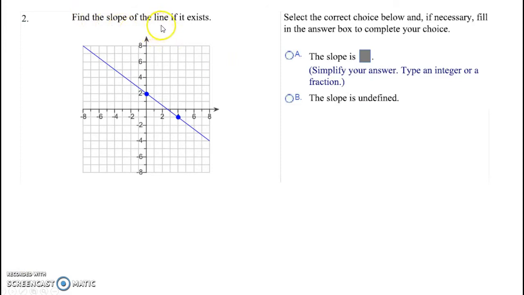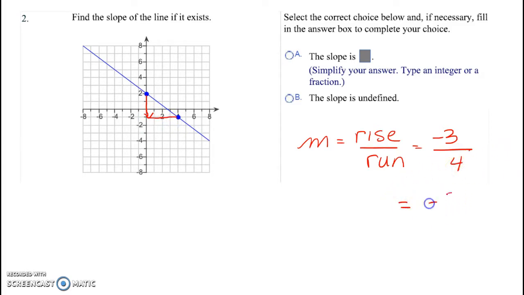Number 2 says, find the slope of the line if it exists. Well, it's a slanted line, so there is a slope. It exists. If I'm given a graph, I can use the slope formula, but instead I'm going to use the fact that slope is rise divided by run. They've picked out 2 points, so I rise down 1, down 2, down 3. I went down 3. And my run is +1, 2, 3, 4. So my slope is -3/4. It's amazing how many people see a negative slope but forget the negative down here. It's a negative slope. Your answer has to have a negative. All right?